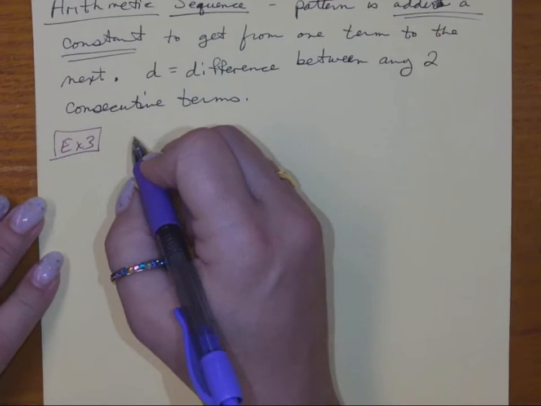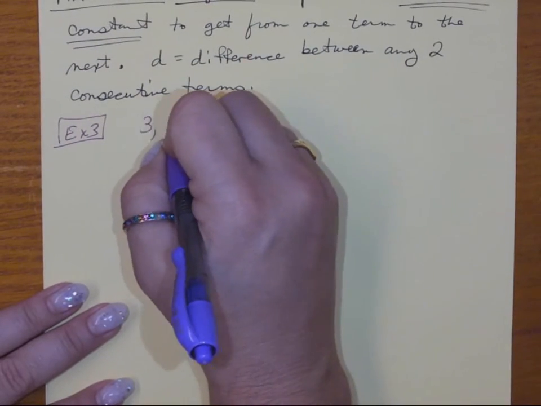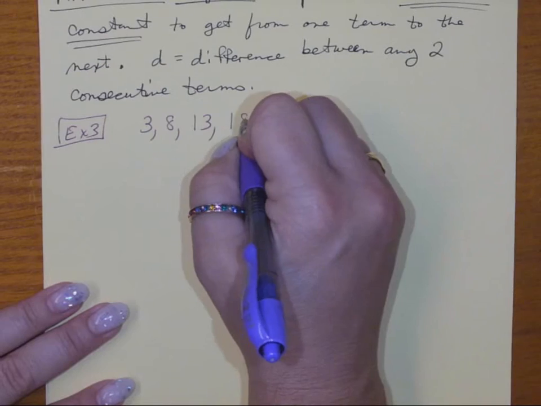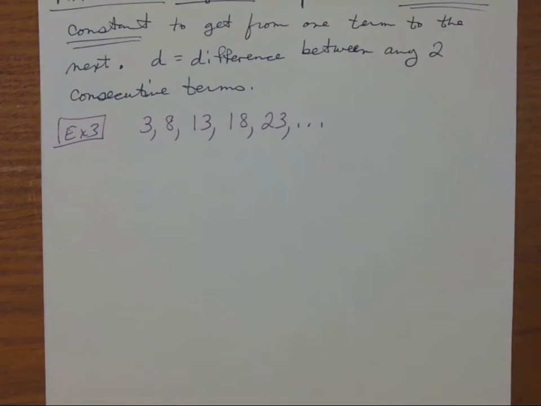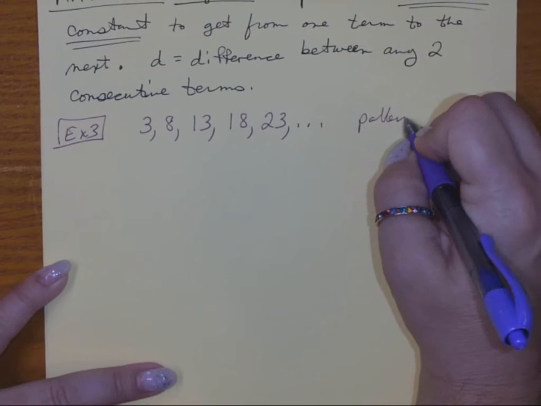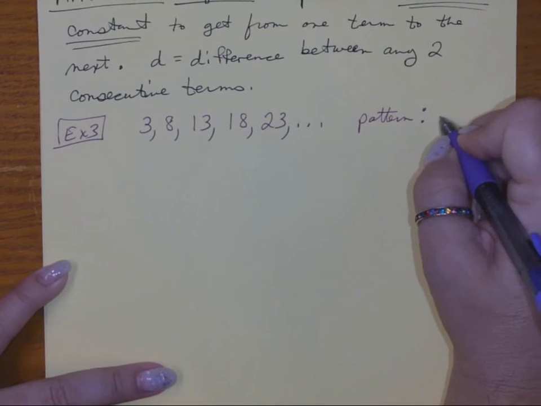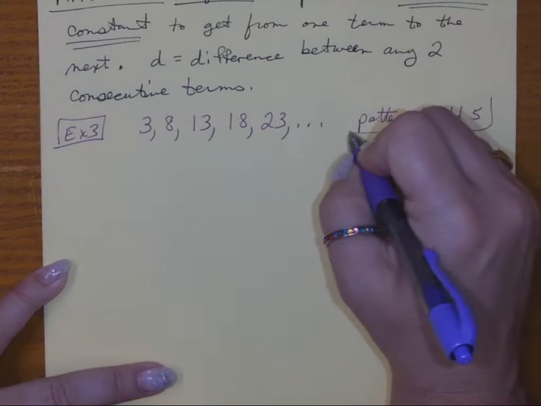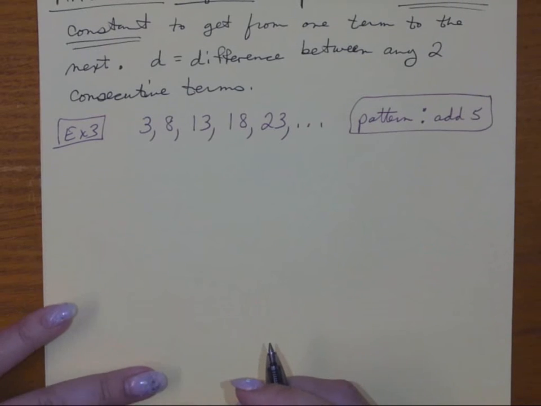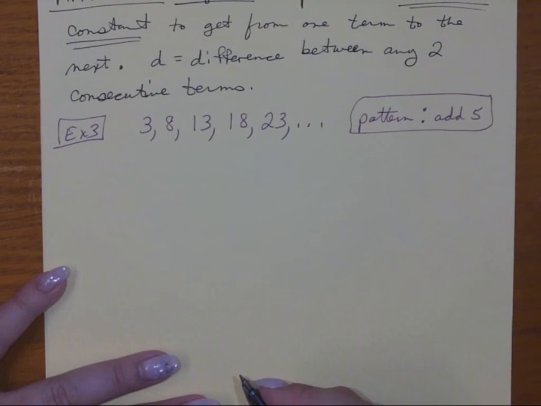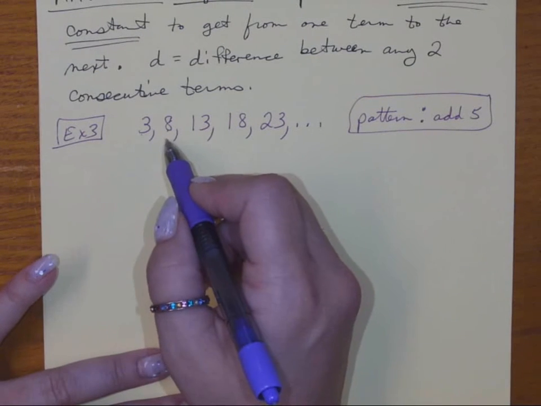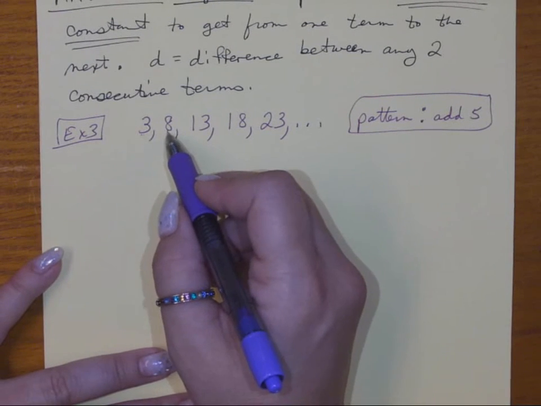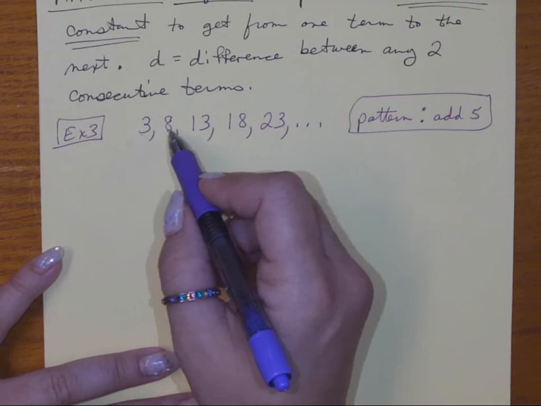And that looks like 3, 8, 13, 18, 23. Probably you can see the pattern pretty quickly. I think it's add 5, right? Does everybody agree? Okay, so in that case, I know that my difference is going to be the difference between 8 and 3. So you always add in this direction, going from 3 to 8, left to right.